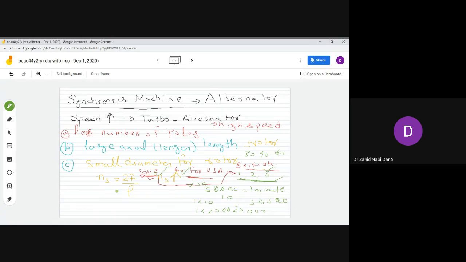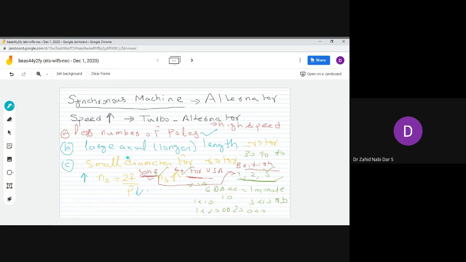That was a small thing I wanted to tell you. This speed will increase only if the number of poles is less. With fewer poles you can see speed goes up, because Ns is equal to 2f by p. Then a larger length. This type of construction is called the turbo alternator.